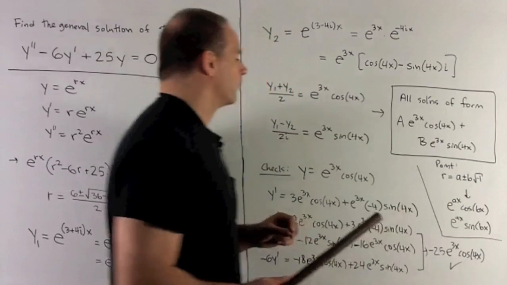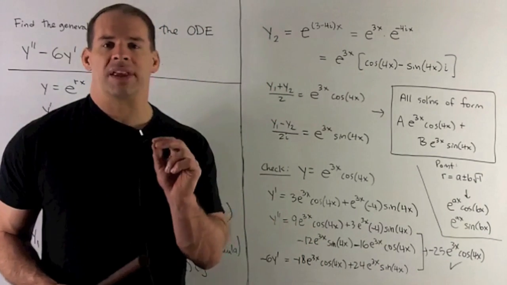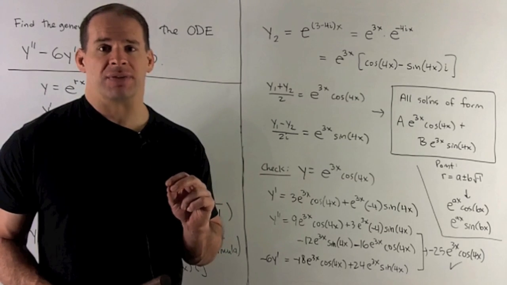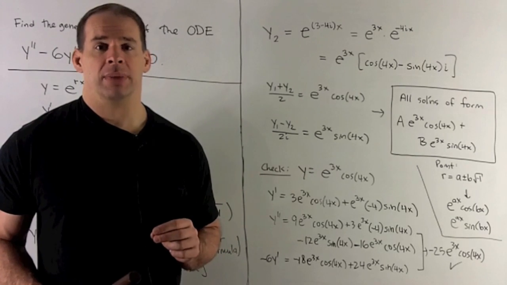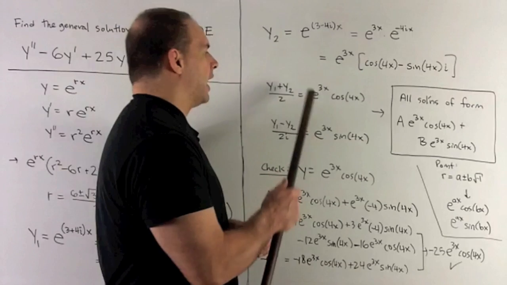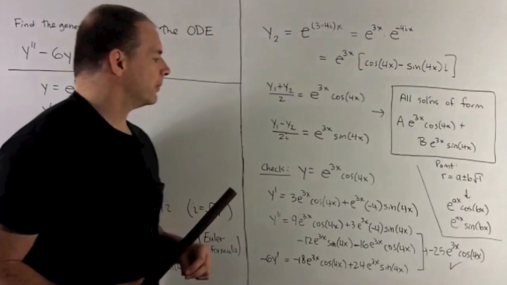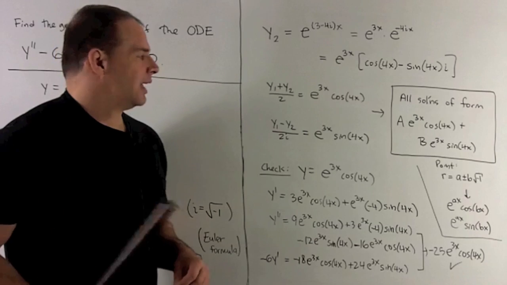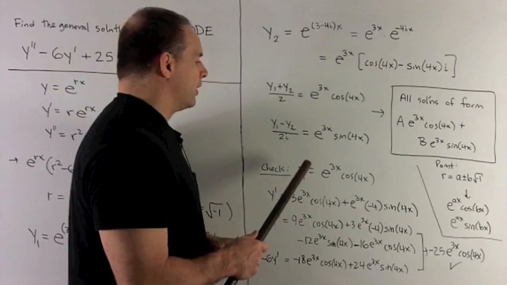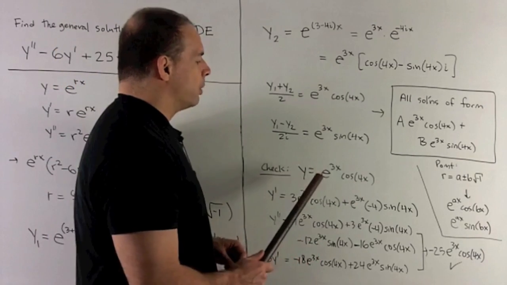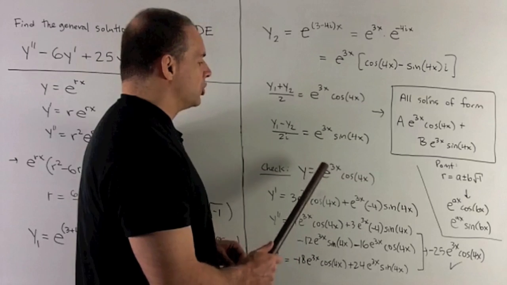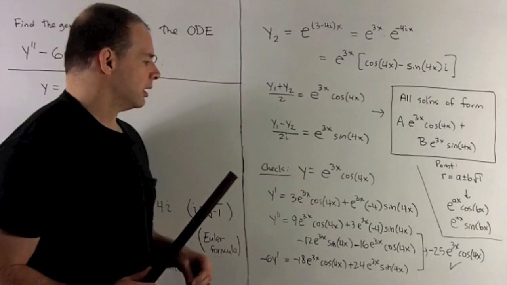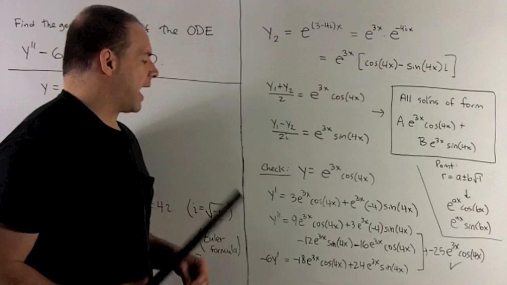All right, one last thing we should check is to make sure that these solutions actually satisfy the original equation. So we'll just check on e to the 3x cosine 4x. Now, we're going to need to take two derivatives, so that's where all the work is. In this case, when you take a derivative of this, you're going to have to apply a product rule and a chain rule for the exponent and what's inside the cosine. So when you work that out, what happens?